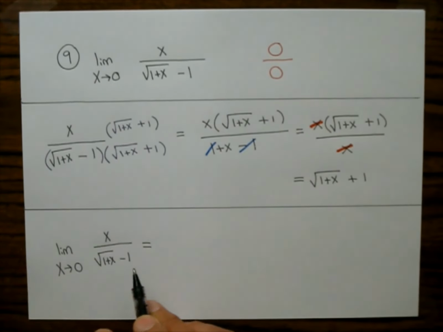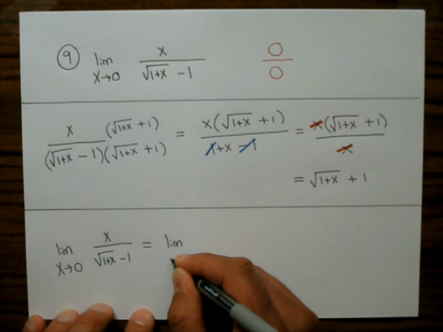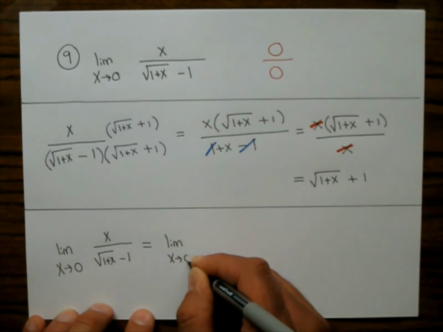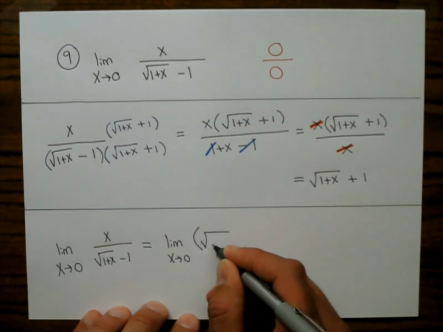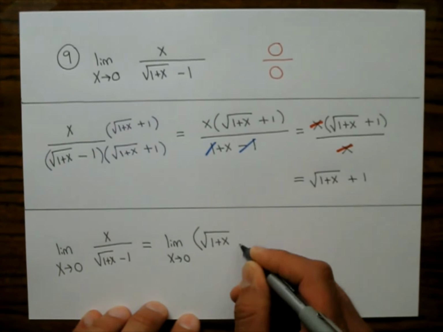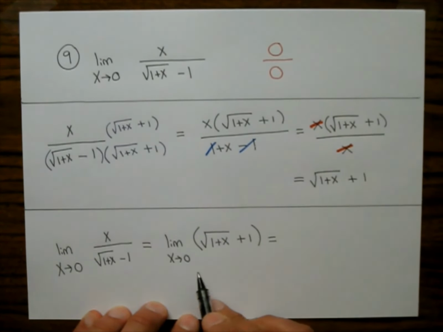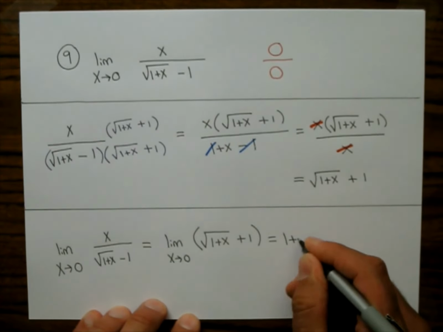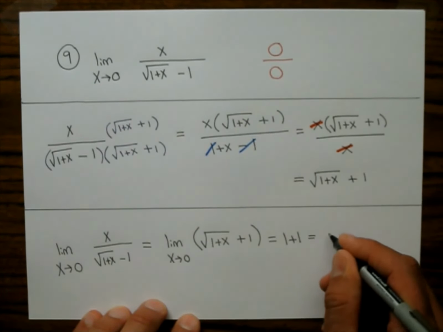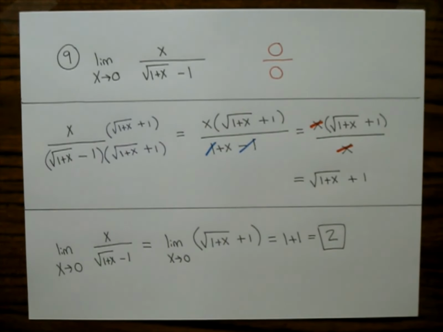And so we went ahead and manipulated that expression using algebra. So we're going to say limit as x approaches 0 of square root of 1 plus x, plus 1. Now when we put 0 in for x, we get root of 1 plus 0. So it's root 1, which is 1. 1 plus 1 gives me 2. 2 is the limit. And that's how you play the game.